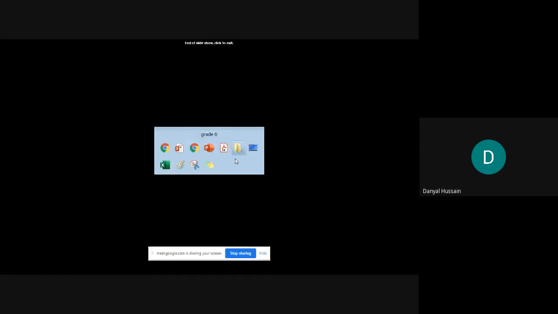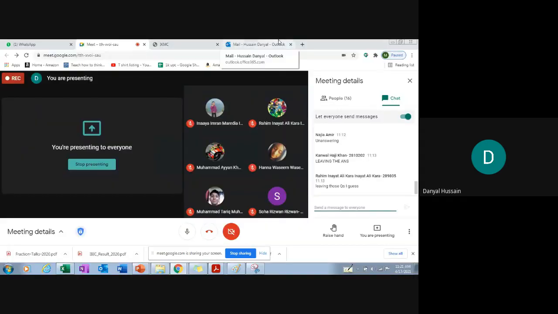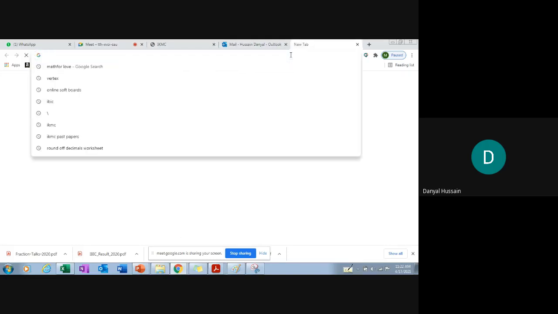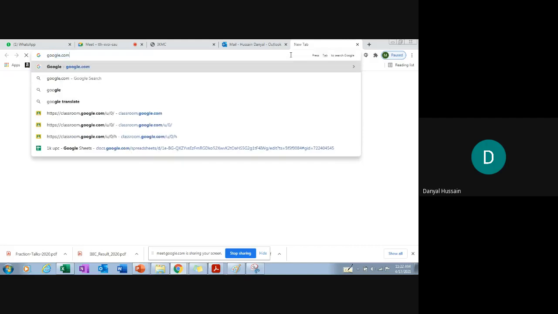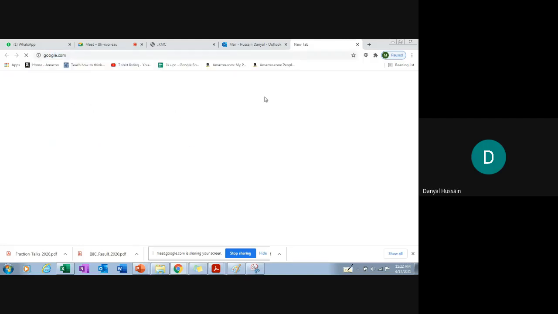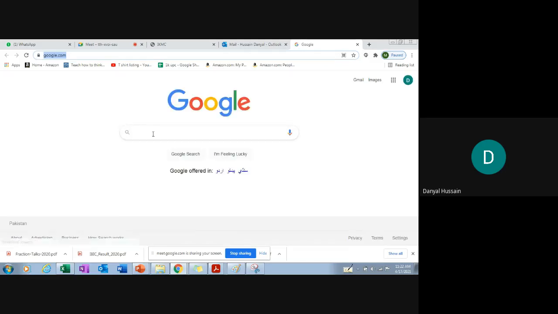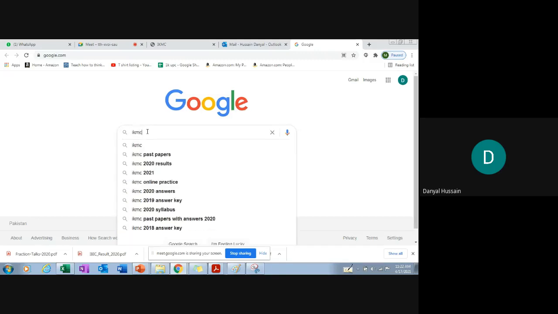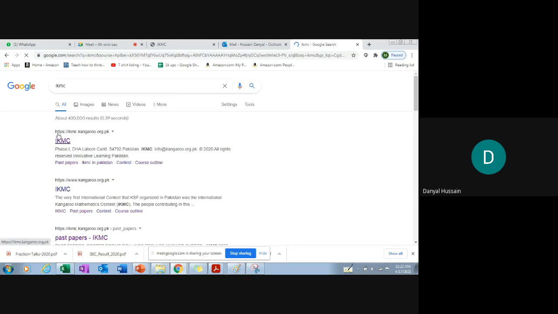Okay, let me show you about the past papers. How can we download the past papers? For example, I am opening Google. I know that many of you are very smart students, and you all know how to download the past papers, and some of the students have already downloaded them. But this is for those who don't know about it. We have grade 6 students as well.